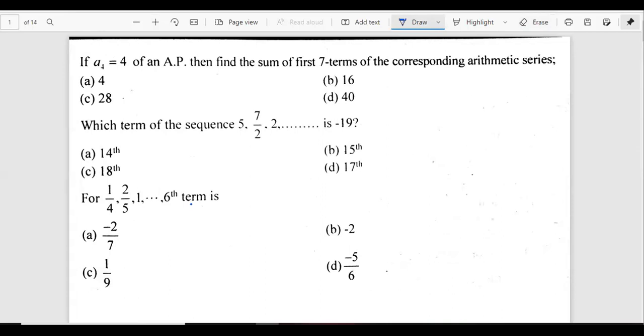It says, if A4 equals 4 for an arithmetic progression, then find the sum of the first 7 terms of the corresponding arithmetic series. Now, this time around, we do not know the common difference. We don't even know the last term. It is just telling us that the fourth term of an arithmetic progression is 4. And in this case, we need to make an assumption first, and only then can we find the sum.